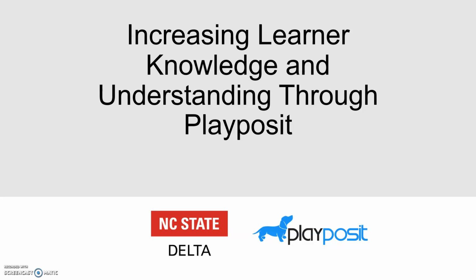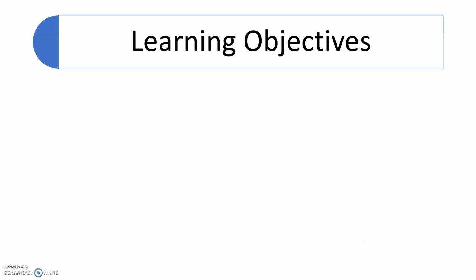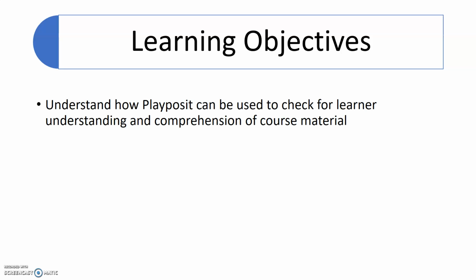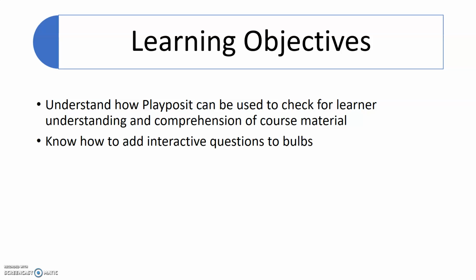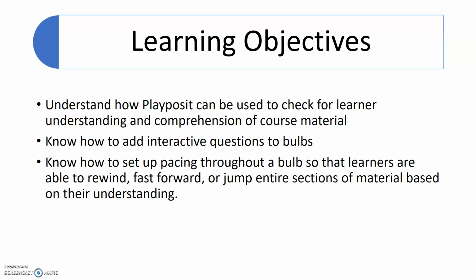In Module 3, we'll be focusing on how Playposit can be used to check and increase student understanding of learning material. At the end of this module, instructors will be able to understand how Playposit can be used to check for learner understanding and comprehension of course material, know how to add interactive questions to bulbs, and know how to set up pacing throughout a bulb so that learners are able to rewind, fast forward, or jump entire sections of material based on their understanding.